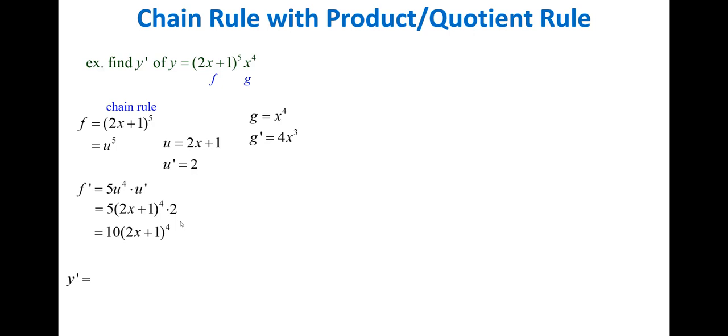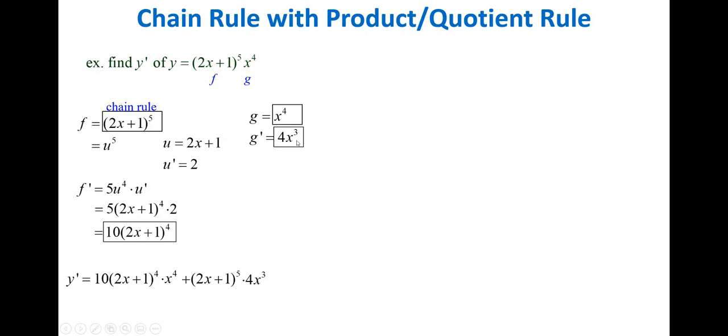Therefore, y prime would be 10 times 2x plus 1 to the 4th times g, x to the 4th, plus f, 2x plus 1 to the 5th, times g prime, 4x cubed. And I'll just rewrite this, 10 x to the 4th times 2x plus 1 to the 4th, plus 4x cubed times 2x plus 1 to the 5th.